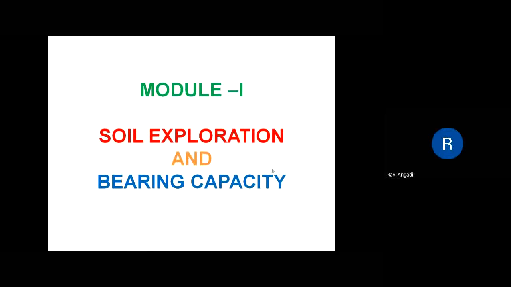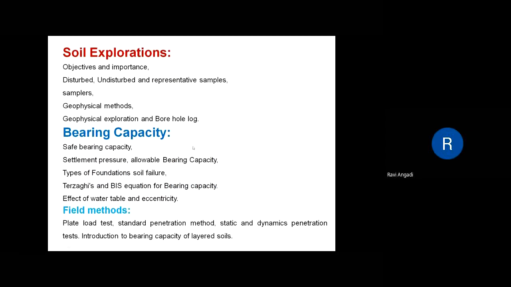We have started module number 1. In module number 1, we have already completed soil exploration. In soil exploration, we discussed the objectives and importance of soil exploration, and soil samples: disturbed, undisturbed and representative samples. Then, to collect the samples, which samplers are used, we also discussed. And the geophysical methods, the various methods of soil exploration, even geophysical exploration and borehole log, we have discussed.